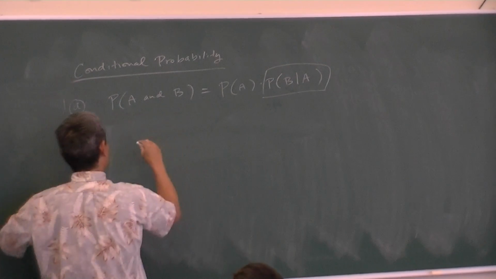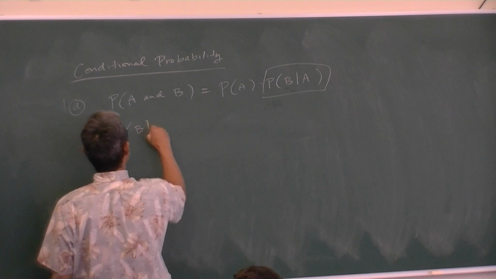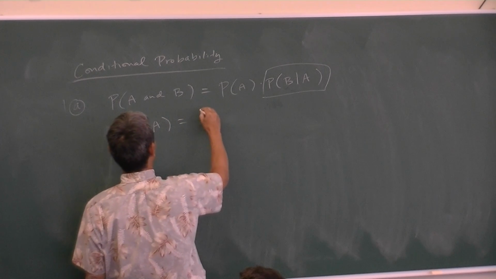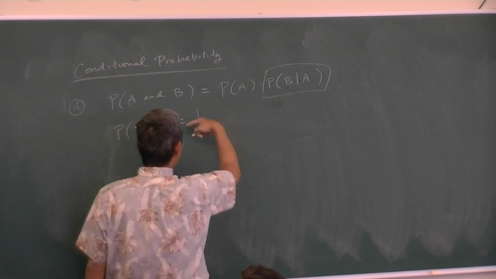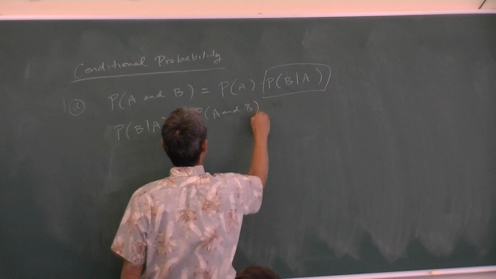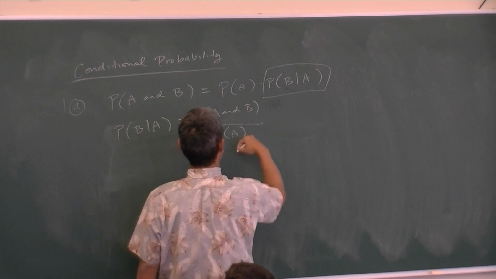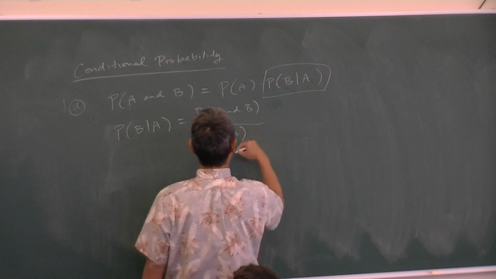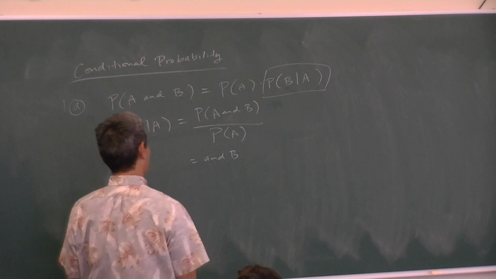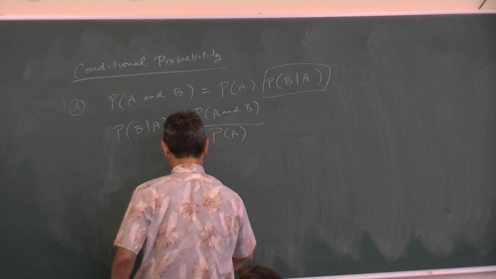So, rearranging this equation, the probability of B knowing that A already occurred is equal to what? Can you divide both sides by the probability of A? Probability of A and B occurring divided by the probability of A. So the P's cancel, the left parentheses cancel, the right parentheses cancel, the A's cancel, so all you get left is and B. No. April Fools.